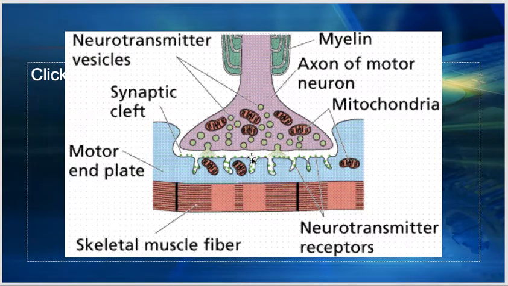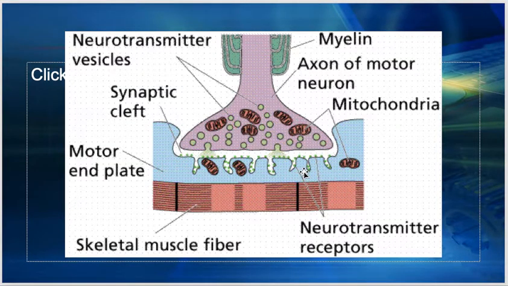Now, what is the abnormality? There are autoantibodies, anti-acetylcholine receptor antibodies, which are binding on these sites. So this is the pathophysiology of this condition.